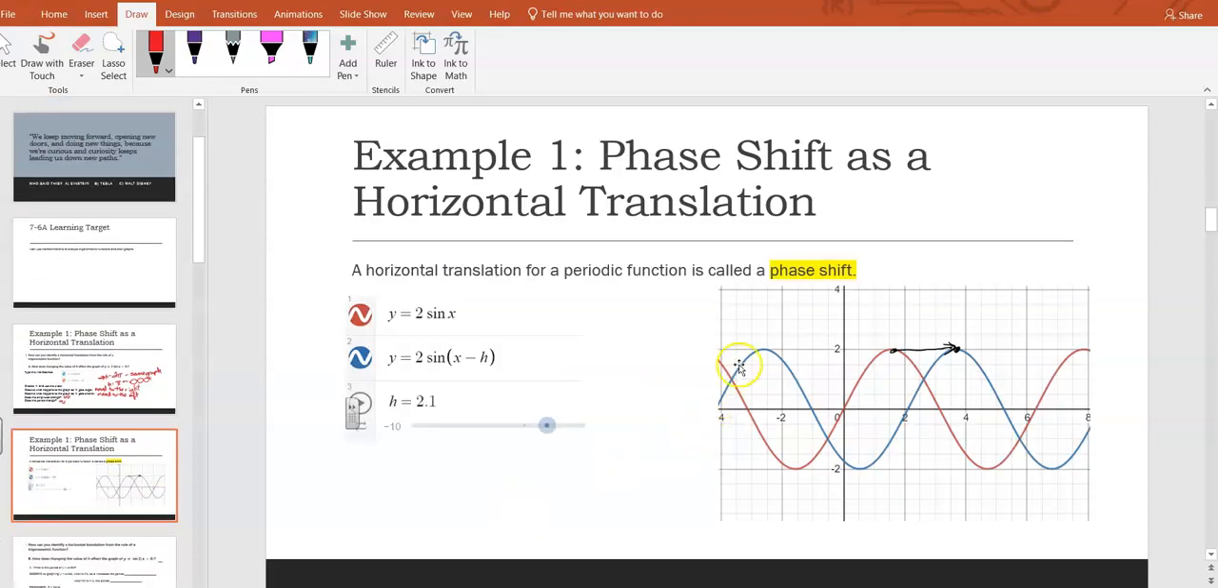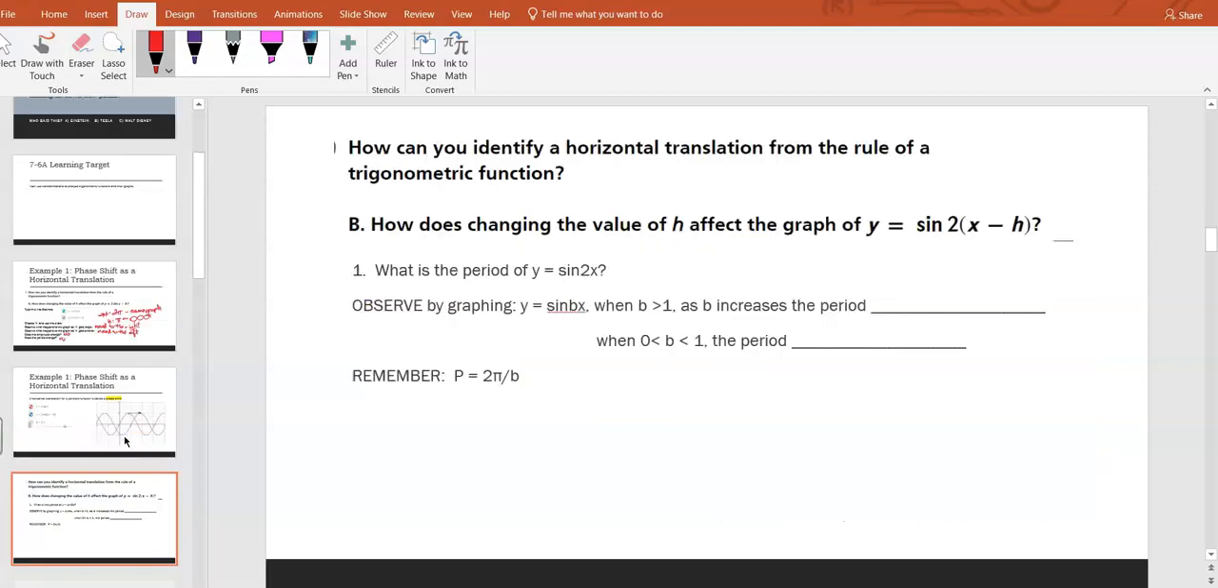And here I just drew a picture of when I had h equal to 2.1. I noticed that it moved to the right. It shifted to the right. And this is called a phase shift. So that's the definition of a horizontal translation when it comes to periodic functions. Phase shift. We noticed how those lined up too.